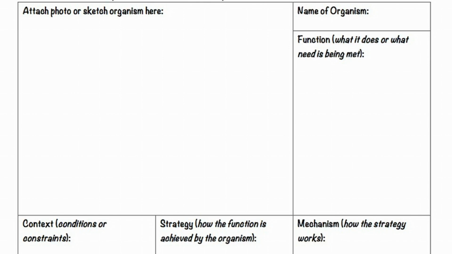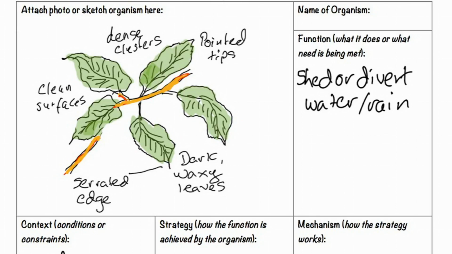First, you're going to make a sketch of your organism and note any specific characteristics, like the clean surfaces or the dark waxy leaves, maybe the pointed tips and serrated edges on each one. Also, note the function you're investigating or describe what purpose you think those features may serve.